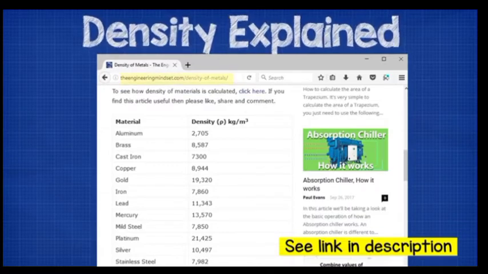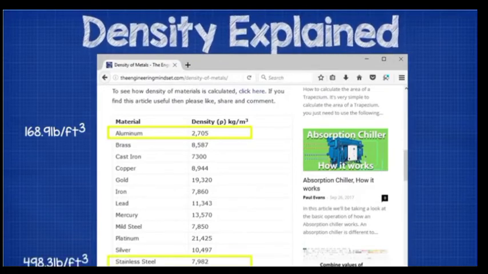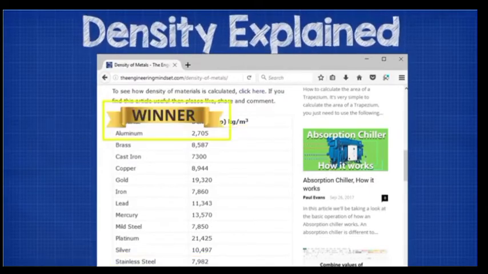Now, if we look up the density of these two materials, then we should see that aluminium has a density of approximately 2,705 kilograms per cubic meter, equivalent to 168.9 pounds per cubic feet. And stainless steel has a density of approximately 7,982 kilograms per cubic meter, equivalent to 498.3 pounds per cubic feet. So the block must therefore be made from aluminium.